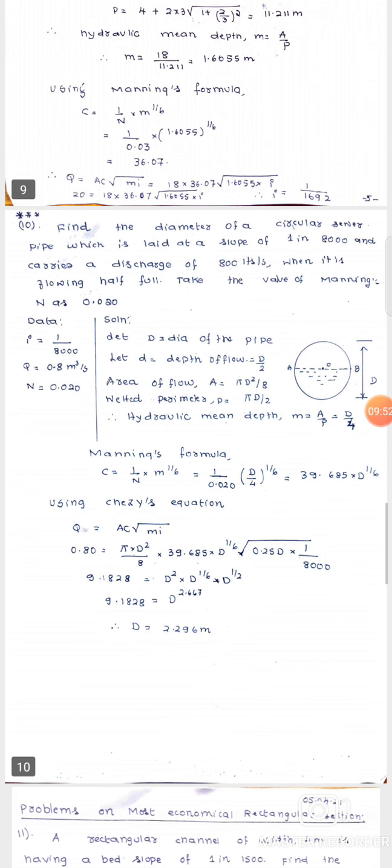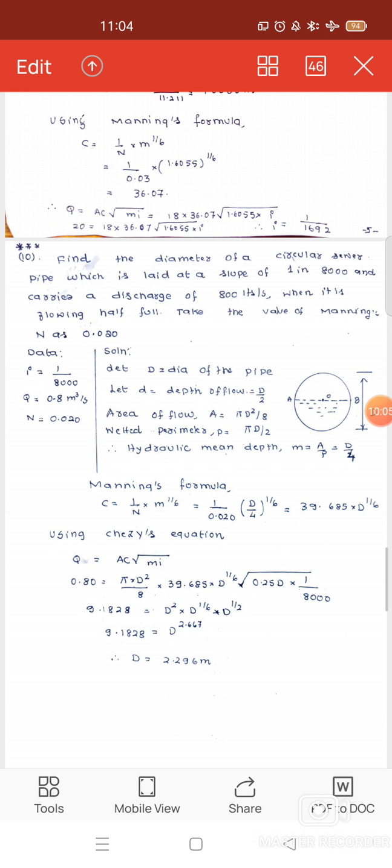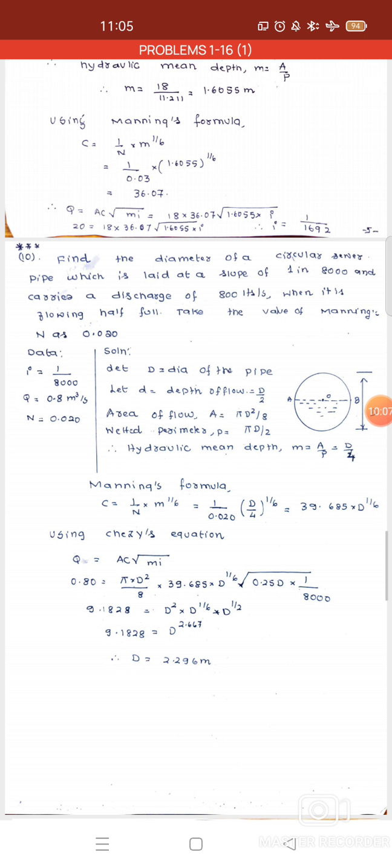And the last numerical on the empirical formulas. So now it is to find the diameter of a circular sewer. There is a sewer pipe which is laid at a slope of 1 in 8,000 and carries a discharge of 800 liter per second when it is flowing full.